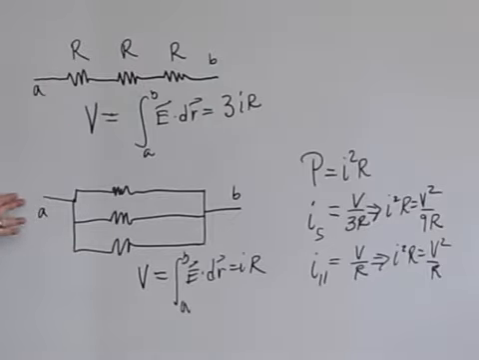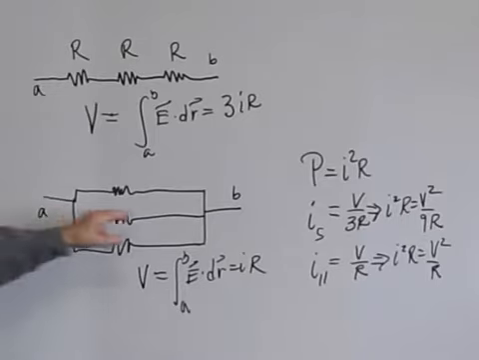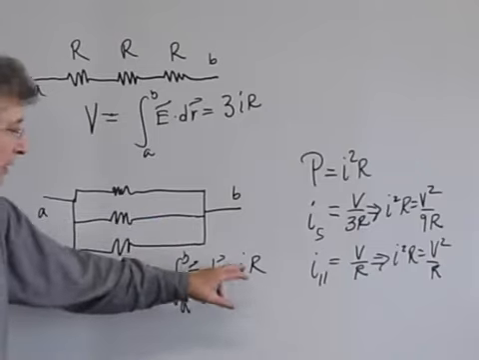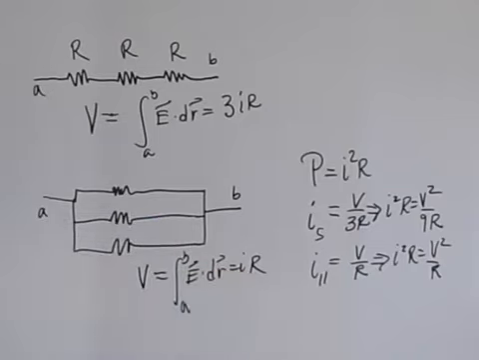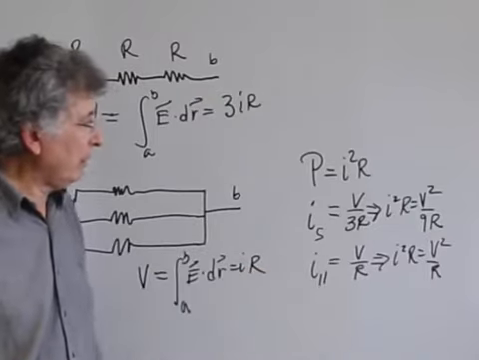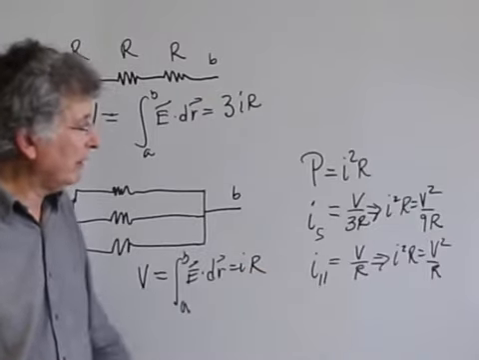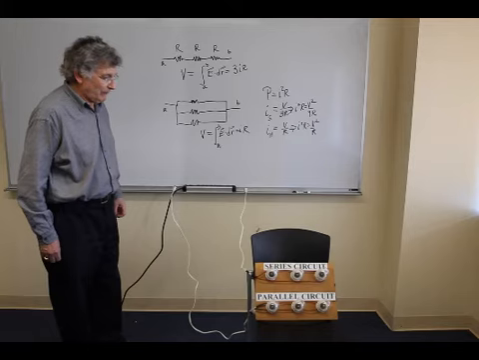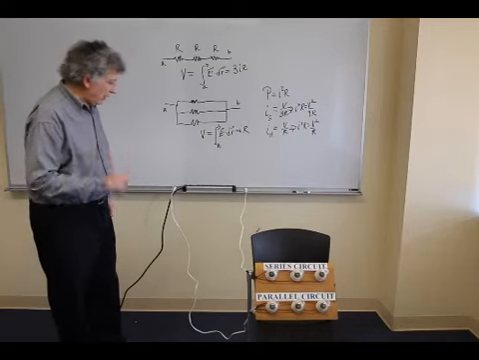If, on the other hand, we connect the three bulbs in parallel, then the integral of E dot dr from one end to the other is the same across each resistor, and so the voltage is just IR, or I is V over R. In that case, the power, when they're in parallel, I squared R will be V squared over R. 9 times as bright as each bulb when they are in series.